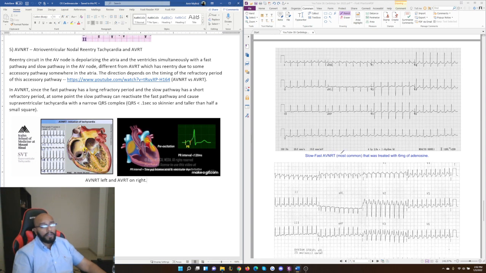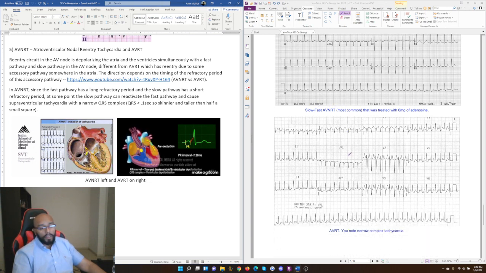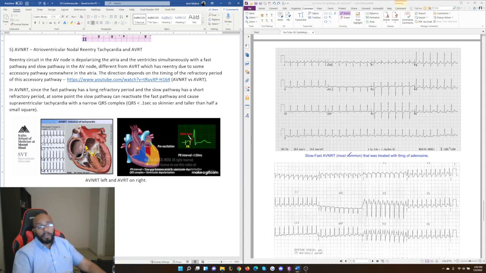The slow-fast AVNRT is the most common. There are other variations also: fast-slow, slow-slow, all kinds of things like that. This is very confusing a lot of times when you first start learning about it. What is this talking about? Well, there's a slow conduction pathway, there's a fast conduction pathway, and a couple of weird things happening at the same time. You really don't want to look into it too much because it can become very confusing and annoying very quickly. So don't bother yourself with it way too much.